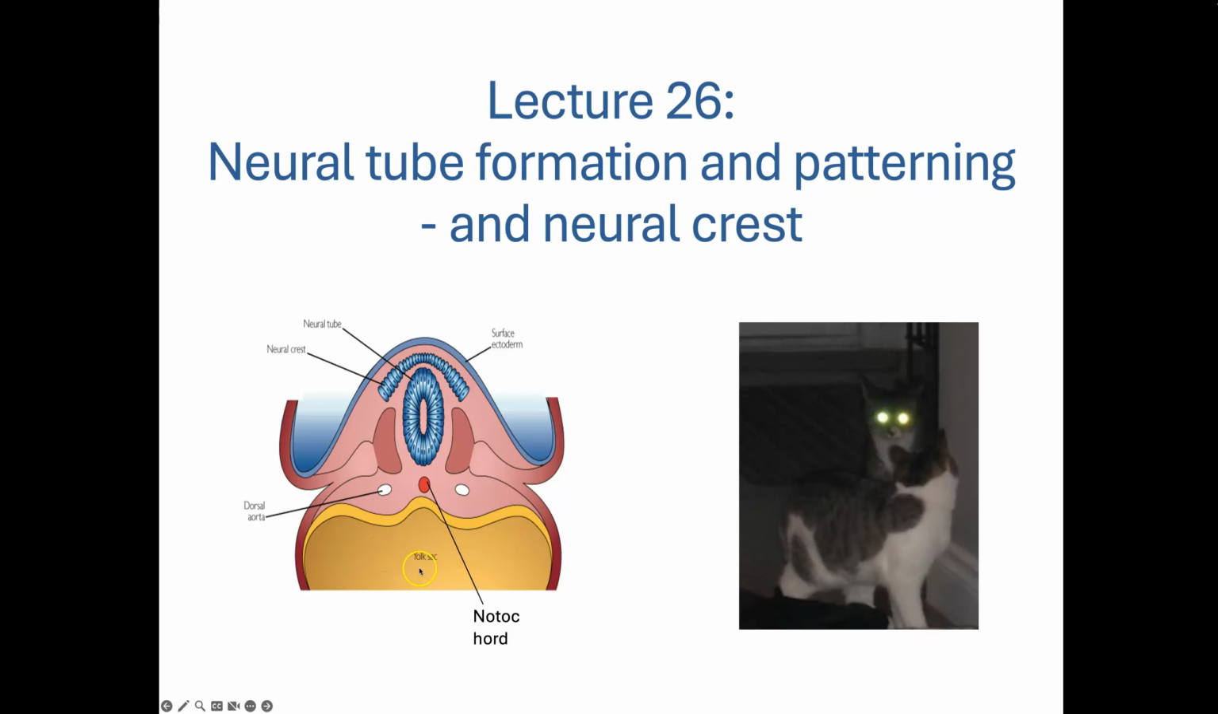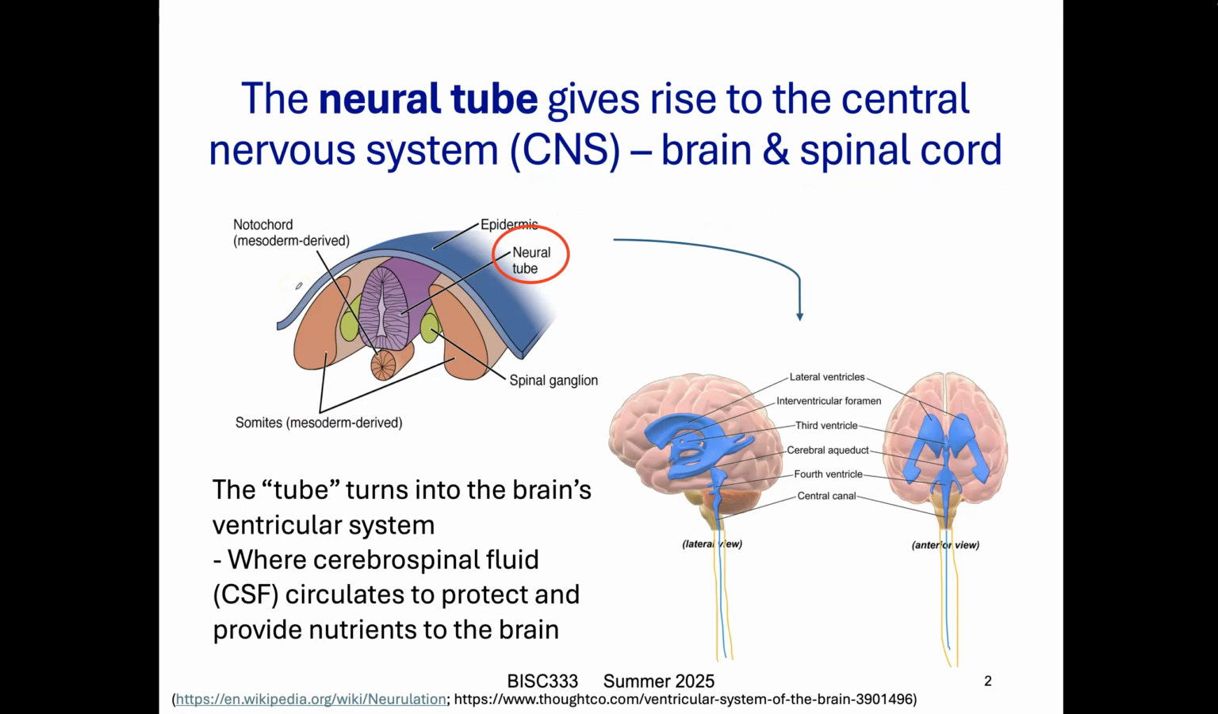Okay, so in previous lectures we've talked about mesoderm patterning, and we've talked about somite formation, the timing of it, and then the patterning of the somites. And now we're going to look at neural tube formation. In the next lecture we'll talk a little bit about neural crest here, but we'll spend more time on it in lecture 27. And there's a set of learning outcomes that will be in your notes.